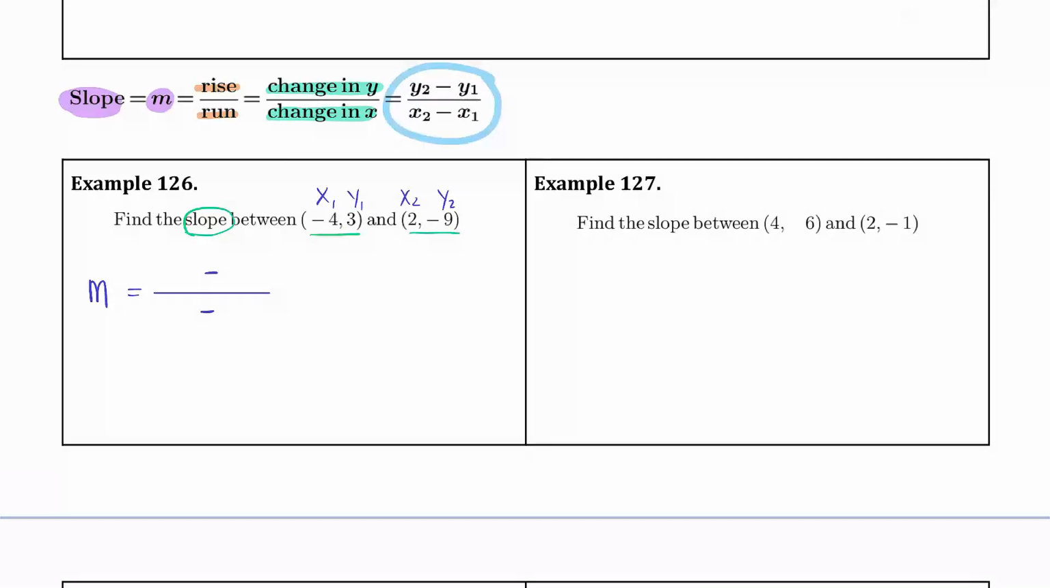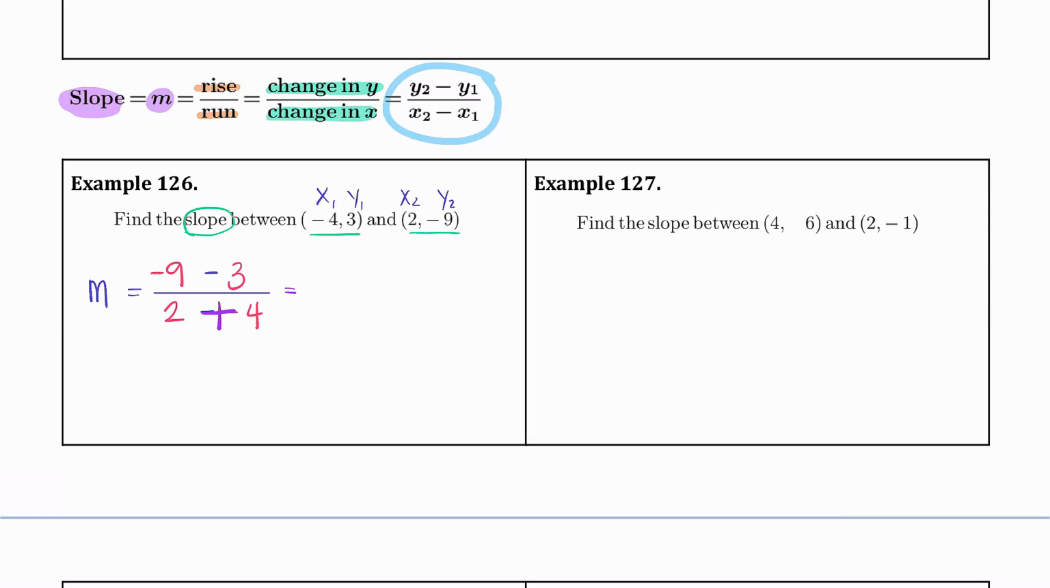I'm going to go ahead and draw my big fraction bar, subtraction on top, subtraction on bottom. And then all I'm going to do is replace the values that we have from our points into our slope formula. So I've got y2 minus y1, negative 9 minus 3, over x2 minus x1, 2 minus negative 4. And notice here, if you ever see this minus a negative, we know that minus a negative is going to turn into plus. So now we just do this math and simplify.